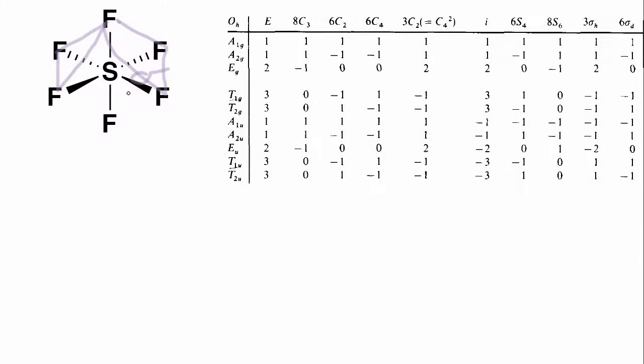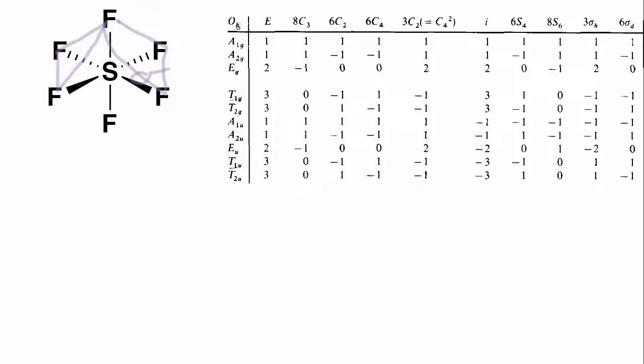The next question is, does it have an inversion center? And it does, as this fluorine and this fluorine are equivalent, as well as this fluorine and this fluorine and this fluorine and this fluorine right here. The next question is, does it have a C5 axis? And no, it does not. And so we'll end up in the Oh point group.